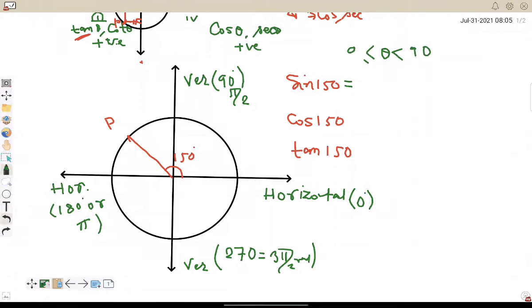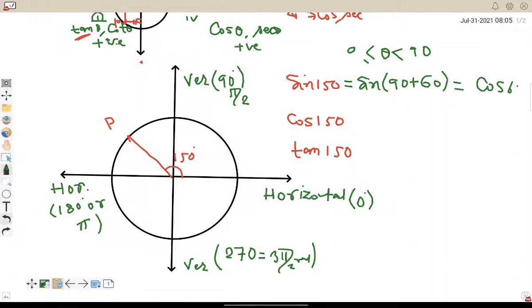So can we write sine 150 is equal to sine of 90 plus theta, 90 plus 60? If you try to write the value of sine 90 plus 60, then in grade 10th you studied what the value of sine 90 minus theta is. Sine 90 minus theta is cos theta. So once you write the value of sine 90 plus theta, this becomes cos 60 first.